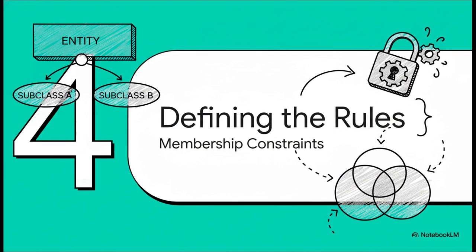Okay, so we've got the structure and we know the two ways to build it, but there's another crucial step. We have to define the rules. We need to be specific about how an entity can be a member of these different subclasses, and in the world of EER, we call these rules constraints.